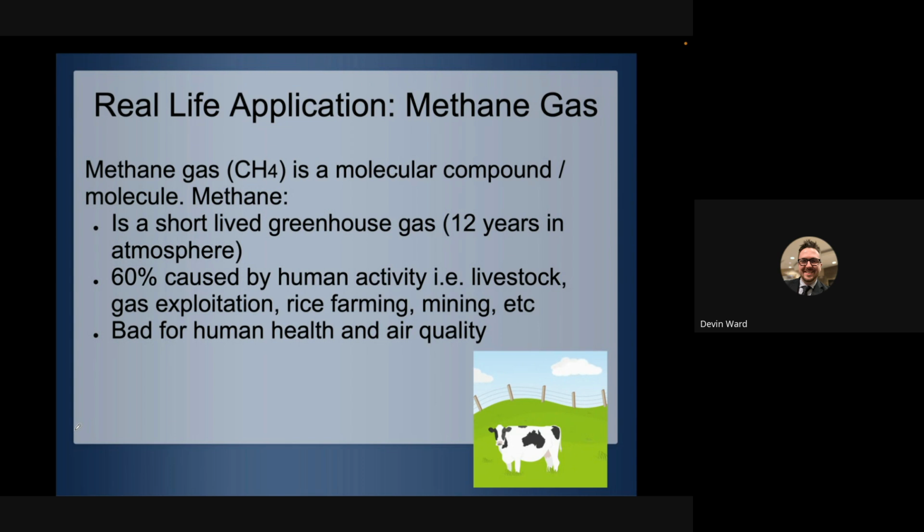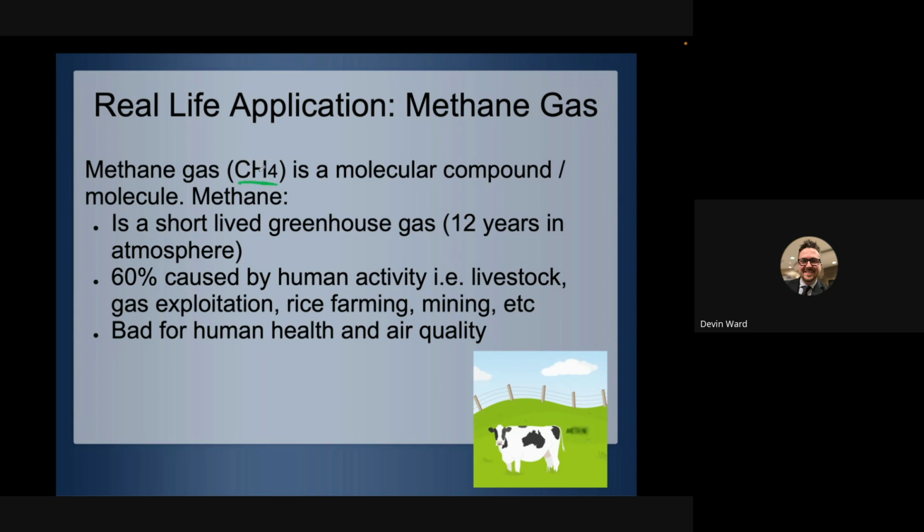So it's a short-lived greenhouse gas, lasts about 12 years in our atmosphere, 60% caused by human activity, which is our livestock primarily, but also mining, gas exploitation, and rice farming, oddly enough. So it's bad for human health and the air quality. But methane gas, the formula is CH4, carbon and 4 hydrogen atoms, all non-metals.